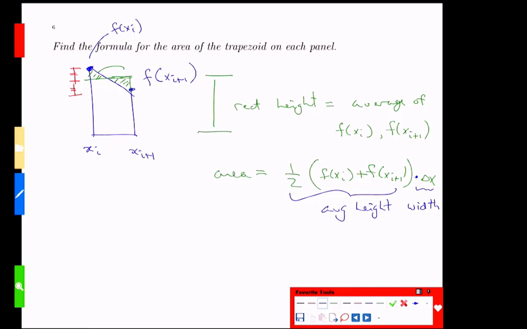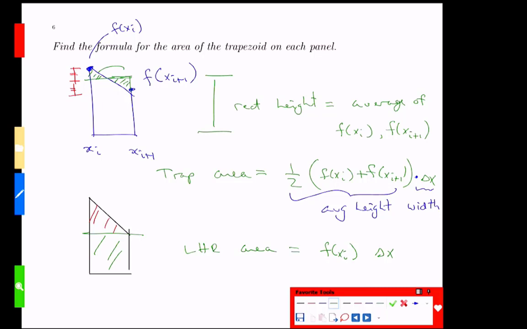You can also do it other ways, if you like. You can take your shape and connect those lines there. You can call it a rectangle plus a triangle, and there's going to be a half running around. It gets you the same formula in the end. I kind of like the averaging idea because it's closer to what we're going to see in a second with another technique. And you'll notice how similar it was to the left-hand rule. So this is the trapezoid area. The left-hand rule area was just f of xi times delta x. So there's a pattern, there's a structure, there's repetition in how these things show up when we calculate them.